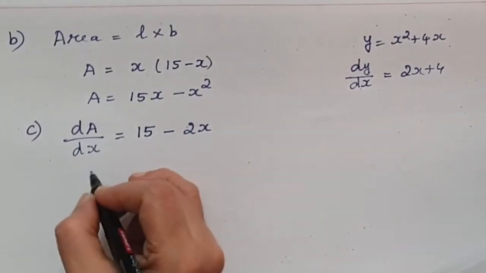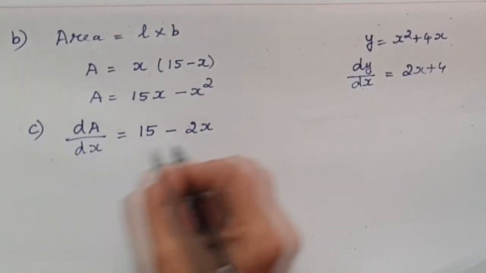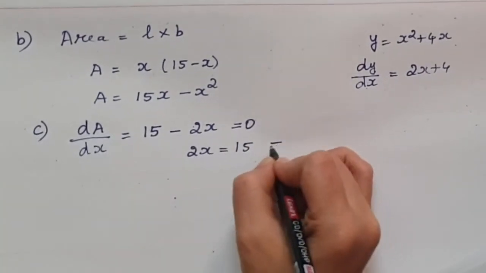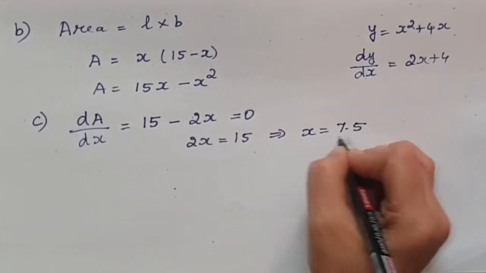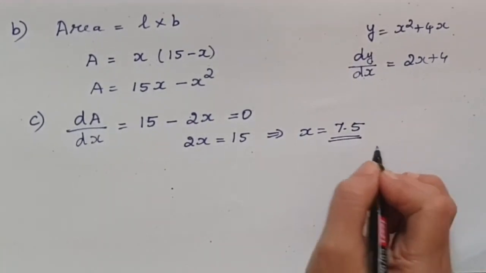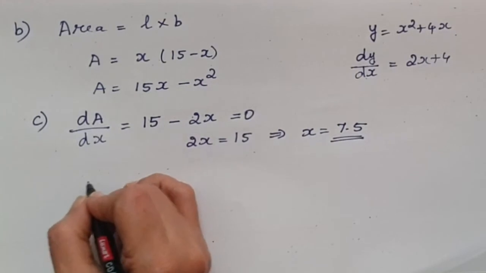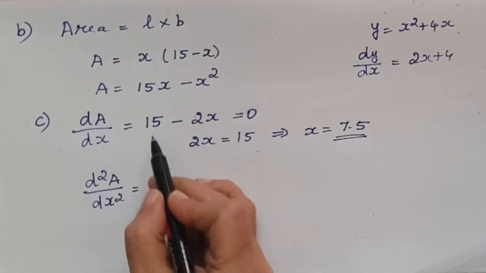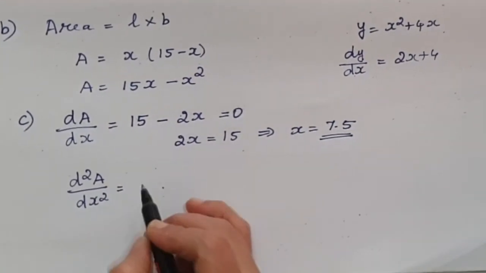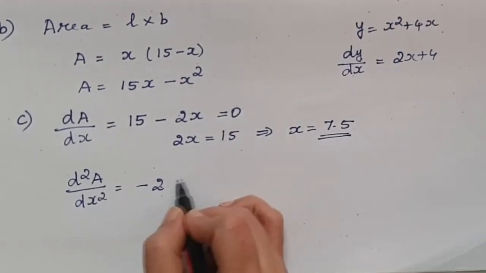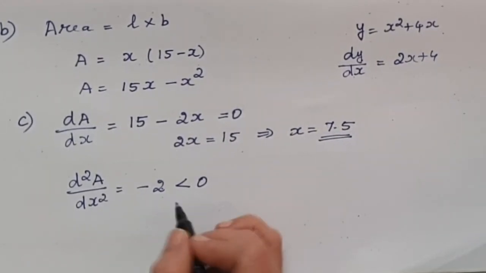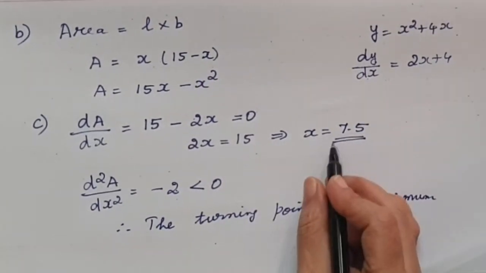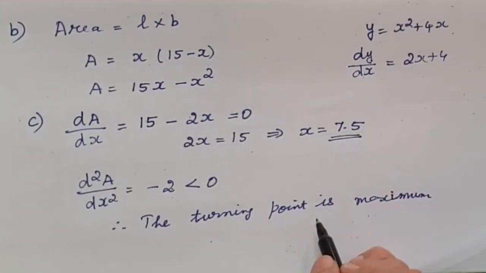Now in order to find our stationary point, dA over dx equals 0. So we equate this to 0, so our 2x will be equal to 15, which implies x will be equal to 7.5. Now to check whether it is a maximum or a minimum point, we differentiate again, d squared A over dx squared. 15 when we differentiate it is 0, minus 2x when we differentiate it is minus 2, which is less than 0. When it is less than 0, it is maximum. Therefore, the turning point is maximum. Or we can write turning point x equals 7.5 is maximum.